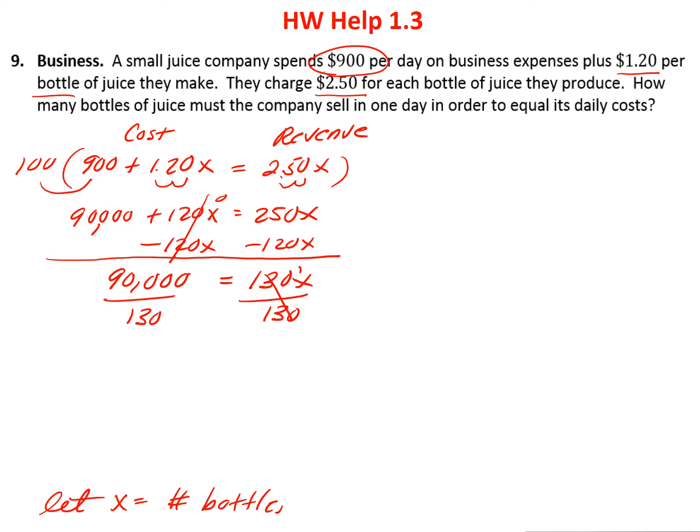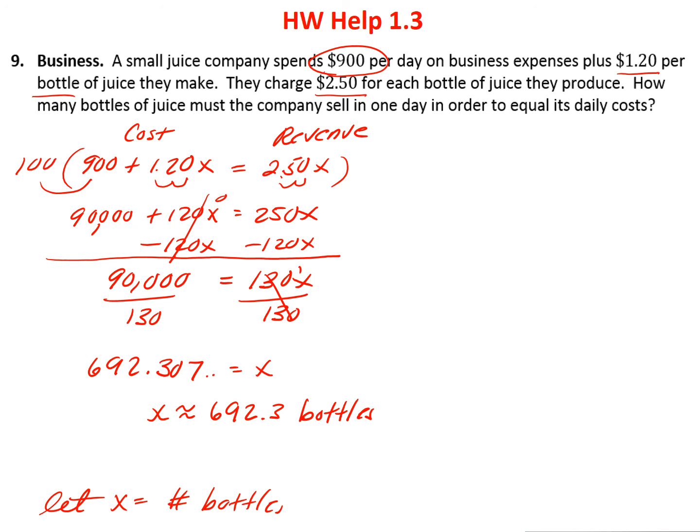That's 1x. And pull out my trusty calculator. 90,000 divided by 130. And I get 692.307, so x is about 692.3 bottles. That's when they're equal.